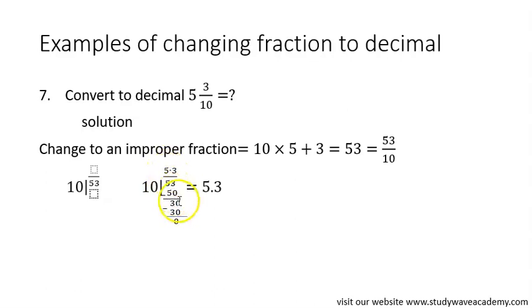We put a decimal point and add 0. So we now have 30. 10 in 30 is 3. So write 3. 3 times 10 is 30. So write 30. 30 minus 30 is 0. So our answer is 5.3. So converting this mixed fraction into decimal is 5.3. Do we understand that? We understood that, right? So we now know how to convert from a fraction to decimal, right? We did for a proper fraction, improper fraction, and a mixed fraction. So we can do all, right?